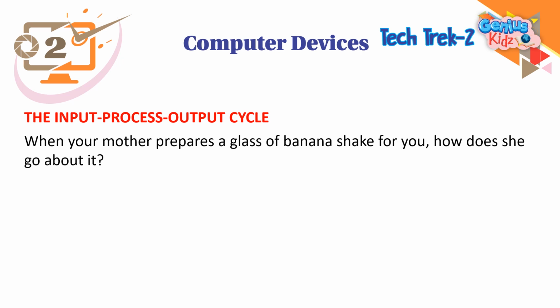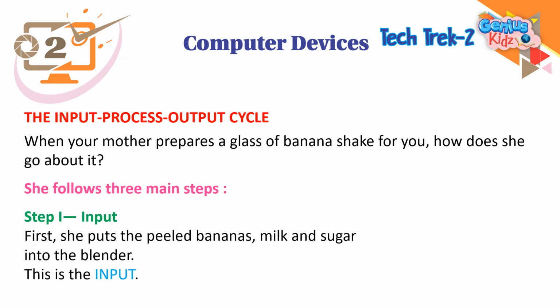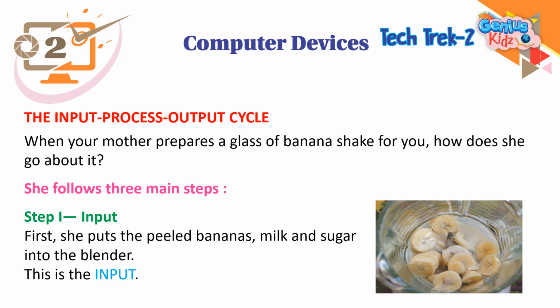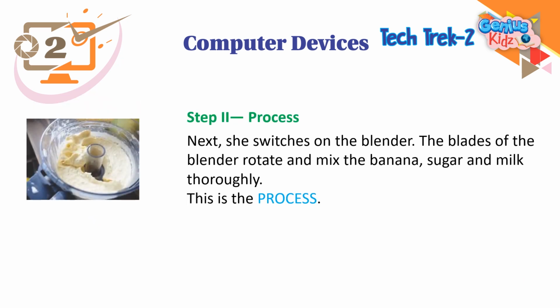When your mother prepares a glass of banana shake for you, how does she go about it? She follows 3 main steps. Step first, input. First, she puts the peeled bananas, milk and sugar into the blender. This is the input.